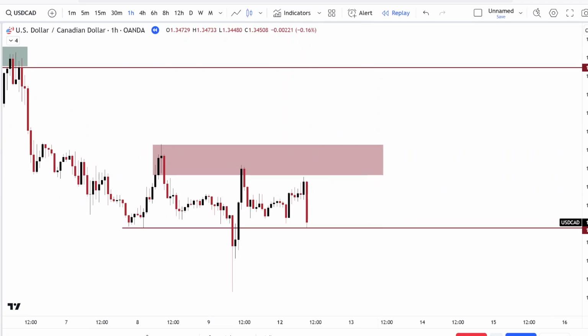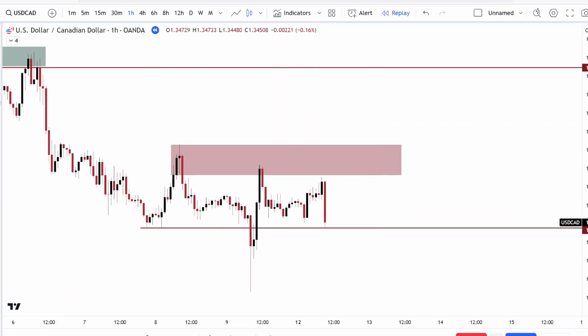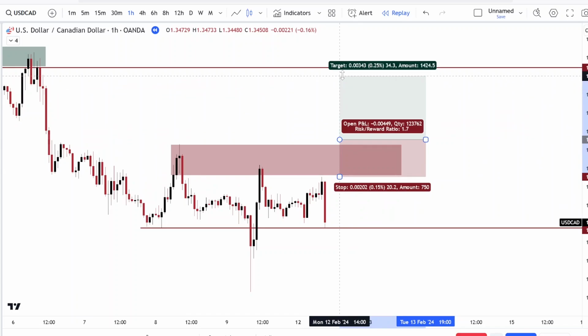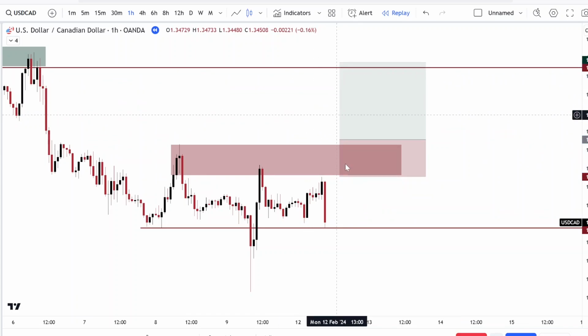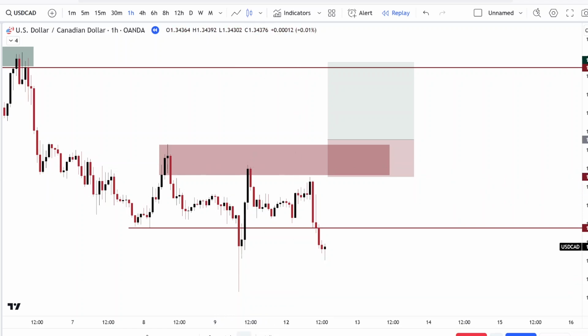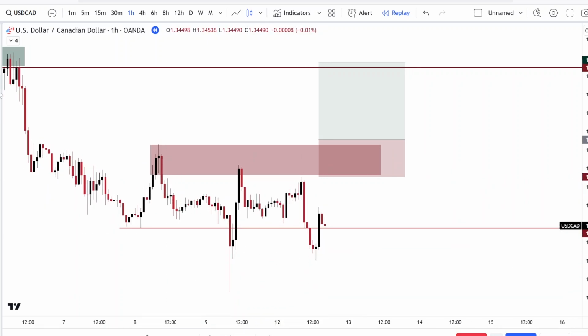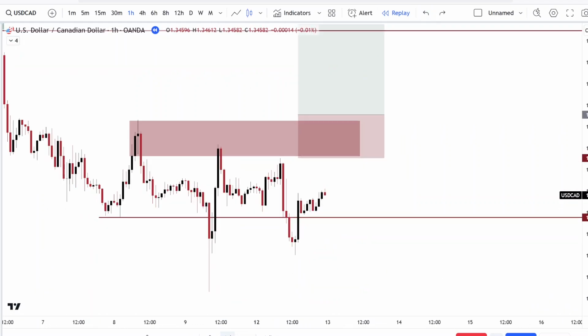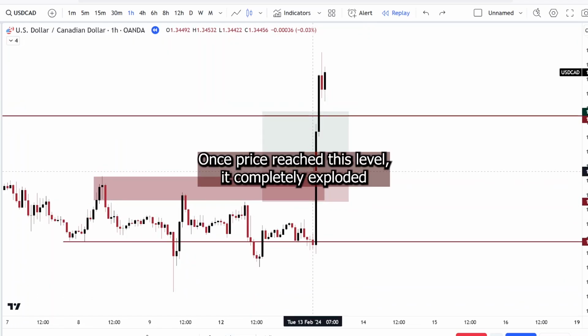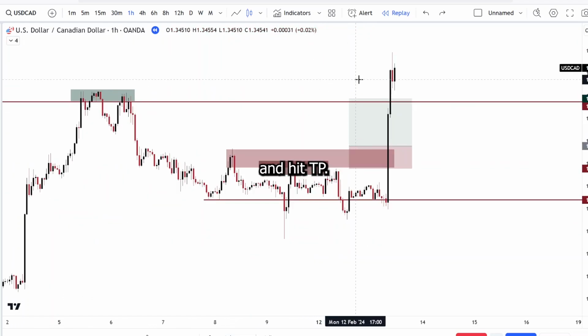But we know that the order flow is bullish. So what do we do? We look at a long entry right above this level to take it back to another form of extreme. As you can see, price gave you one chance, two chances to get in a sell, even giving you more clues, trying to give you a short move right here. And boom, once price reached this level, it completely exploded and hit our TP.